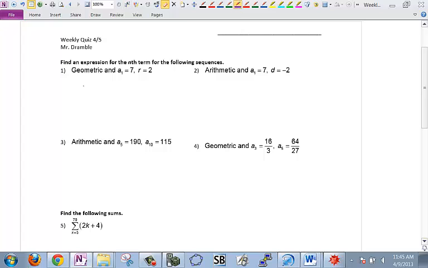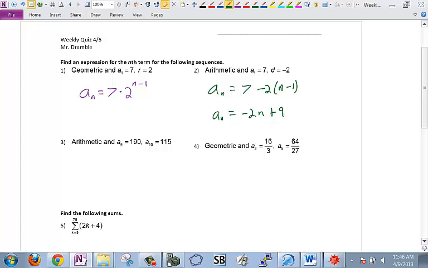But geometric sequence is a sub n equals the first term, 7, times the common ratio, 2, raised to the n minus 1. Right? Arithmetic sequence, a sub n, is the first term, 7, plus the common difference, negative 2, times n minus 1, which, if you distribute the negative 2, you can get negative 2n plus 9. Yeah. So either one of those would have been accepted.